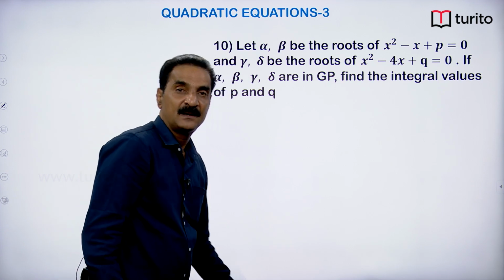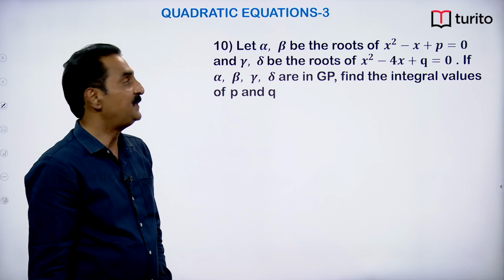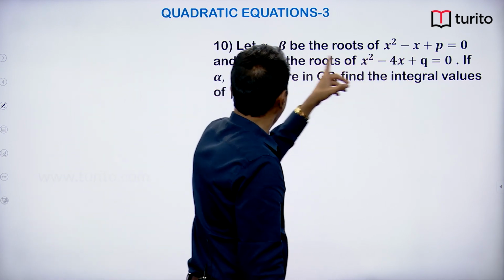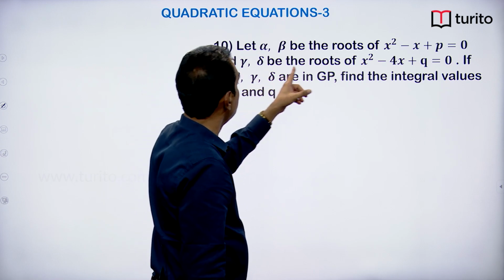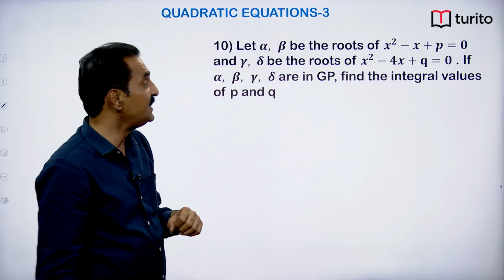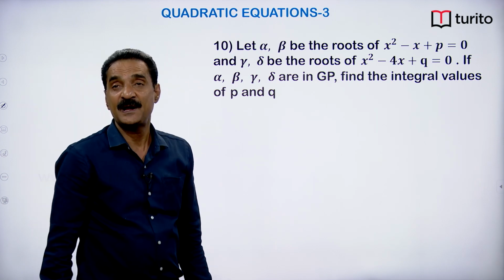Same model, but this time the roots are in GP. Alpha, beta are the roots of the first equation, gamma, delta are the roots of the second equation, alpha, beta, gamma, delta are in GP. Then find the integral values of P and Q.